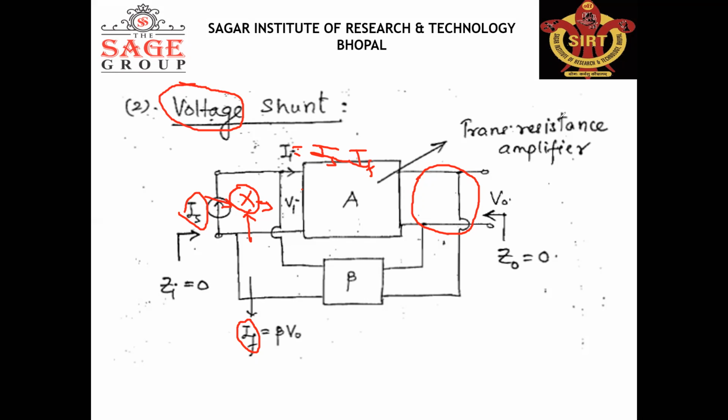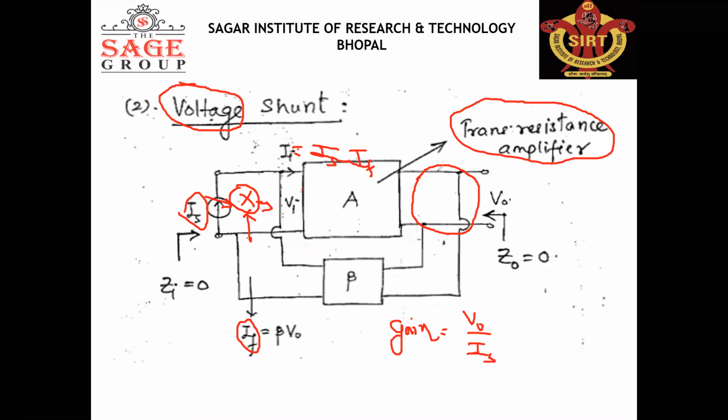And this amplifier is known as a transresistance amplifier because the gain of an amplifier is the output upon input. Hence the output is voltage and input is current, so V upon I. So gain is in the form of voltage upon current, hence it is a transresistance amplifier.